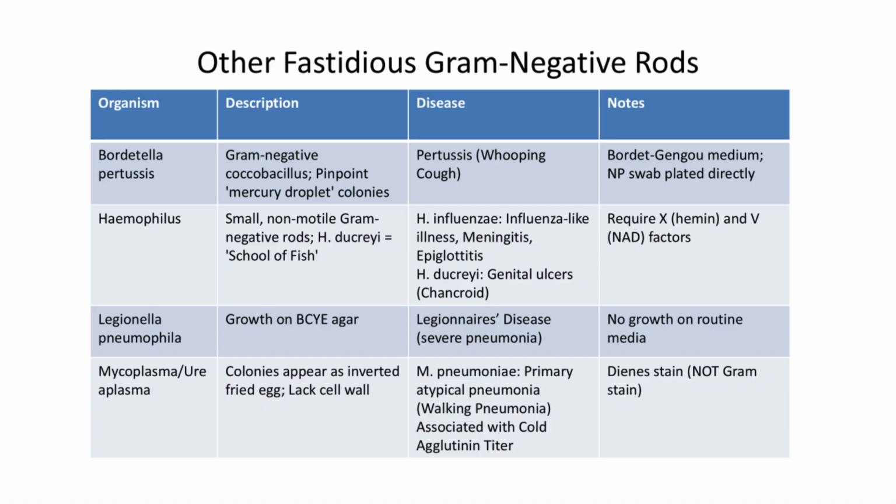Mycoplasma and Ureaplasma are unique because they lack a cell wall. Their colonies grow into the agar, giving them the appearance of an inverted fried egg. Mycoplasma pneumoniae causes primary atypical pneumonia, also known as walking pneumonia, and is associated with a positive cold agglutinin titer. These organisms cannot be stained by gram stain but can be seen with the Dienes stain.